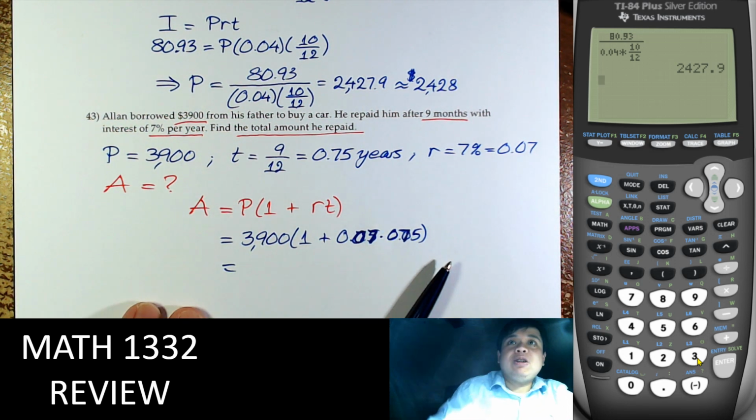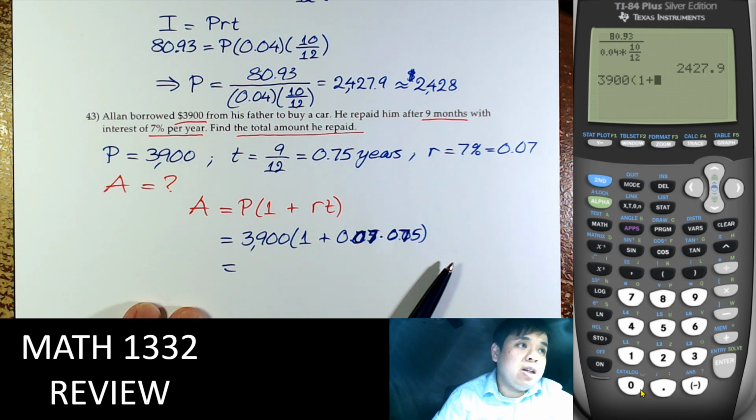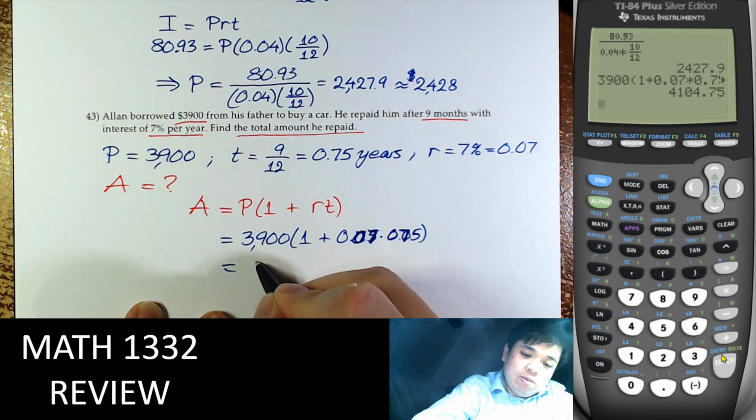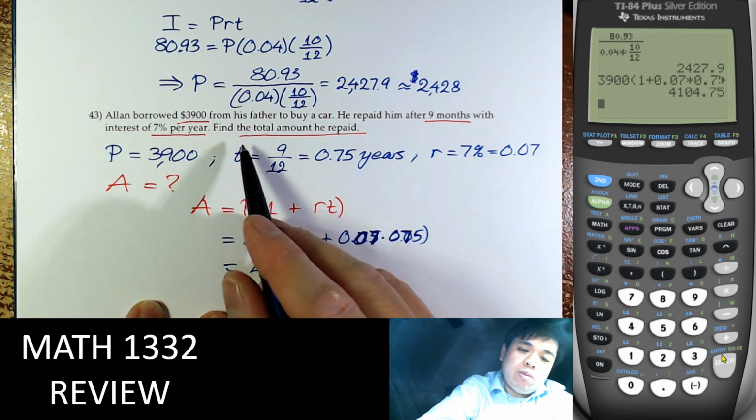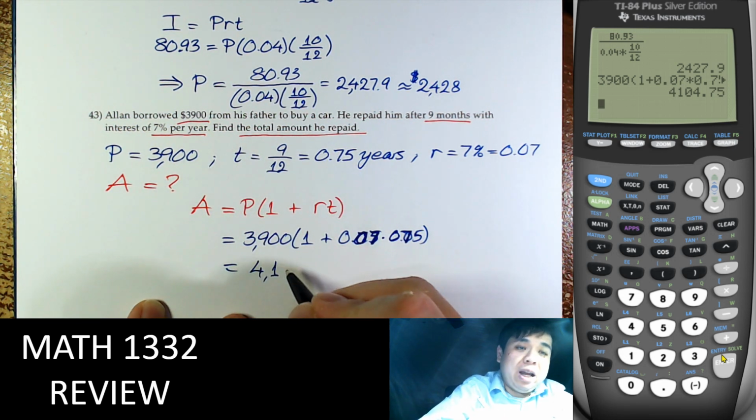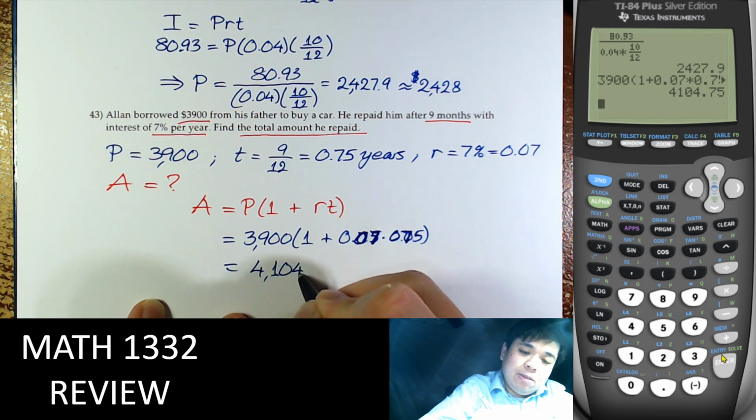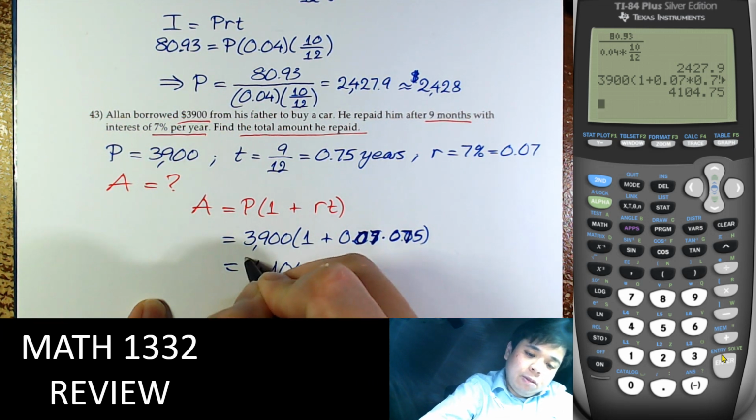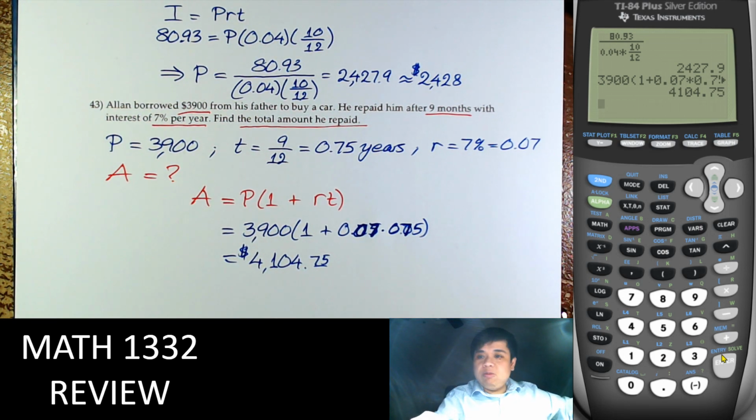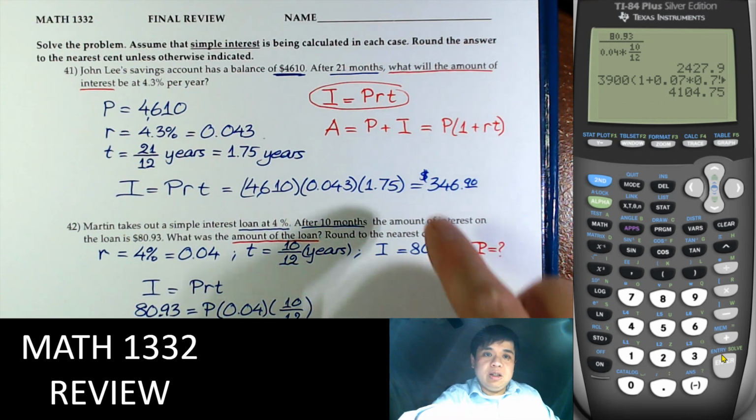Right, I'll just put that on the calculator then. 3,900 is the principal, 1 plus 0.07, that's the rate, times the time 0.75, and we have 4,100. This one didn't say anything, so we round to the pennies. So very straightforward. So that is the simple interest. Just that formula.